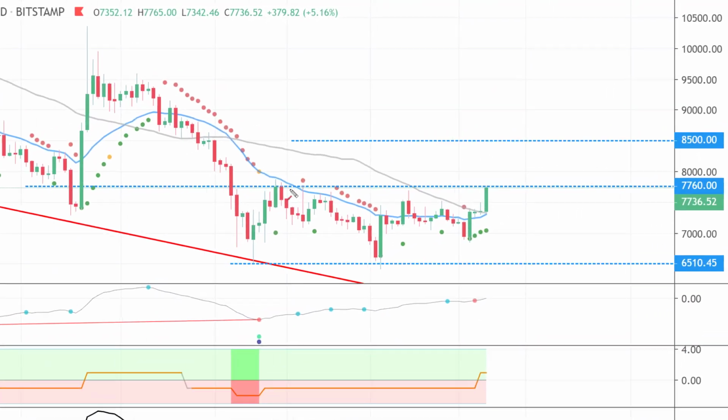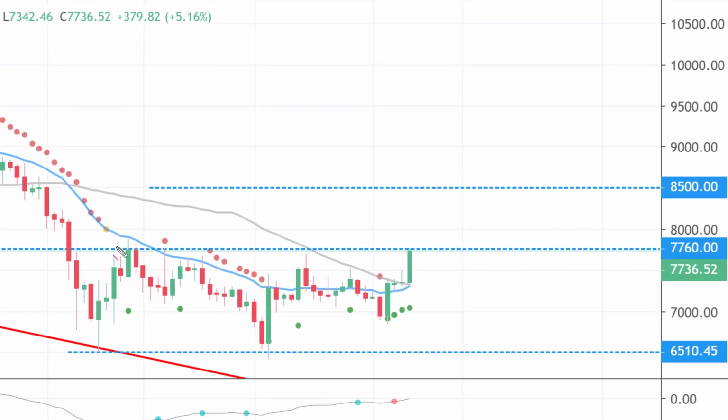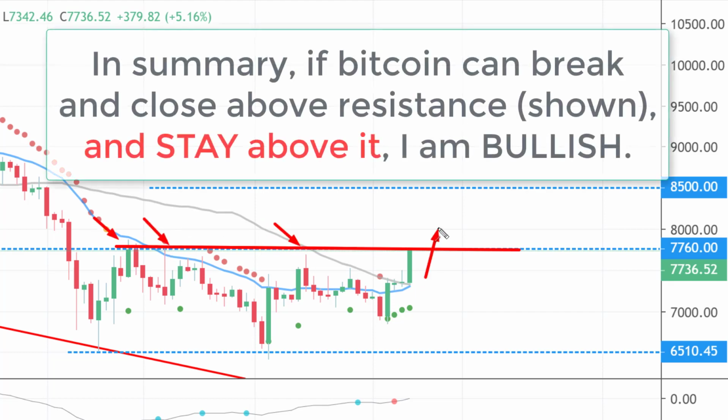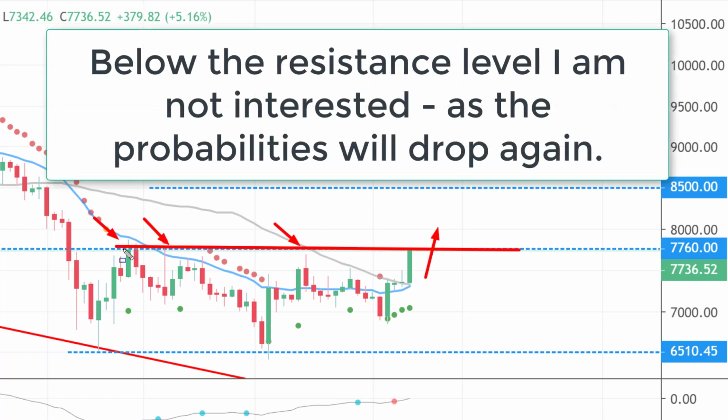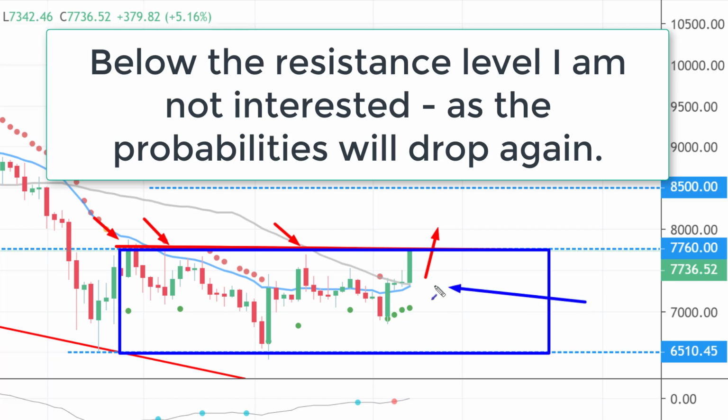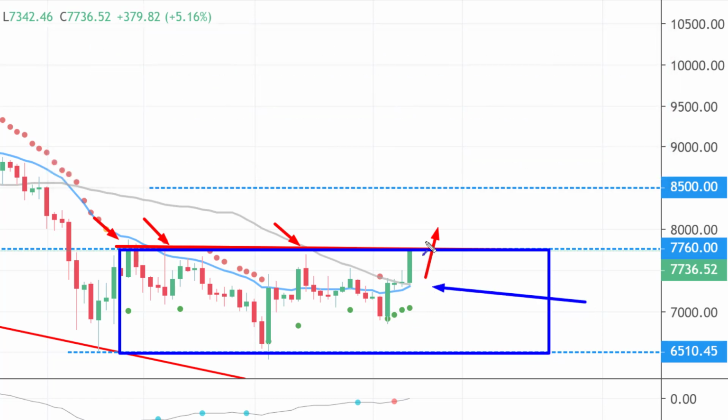So just to be clear, if Bitcoin can successfully break above this level of resistance, again, this level I mentioned here in this video, if we can close above that level and remain above it, I'll be bullish. All right, guys? But below this level, I'm not interested. So anything in this zone, let me just draw that here on the chart. Anything in that blue zone that I've just drawn here, I'm not interested. If we can get above that level and stay above that level, so anything in this zone here, I would be bullish.